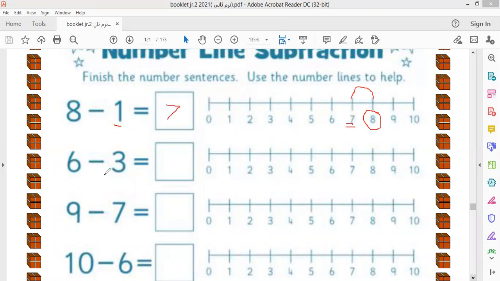Number 2, we have 6 minus 3. At first, we circle the greatest number, which is what? Which is 6, on the number line, and count back 3. 1, 2, 3. We reach what? We reach 3.